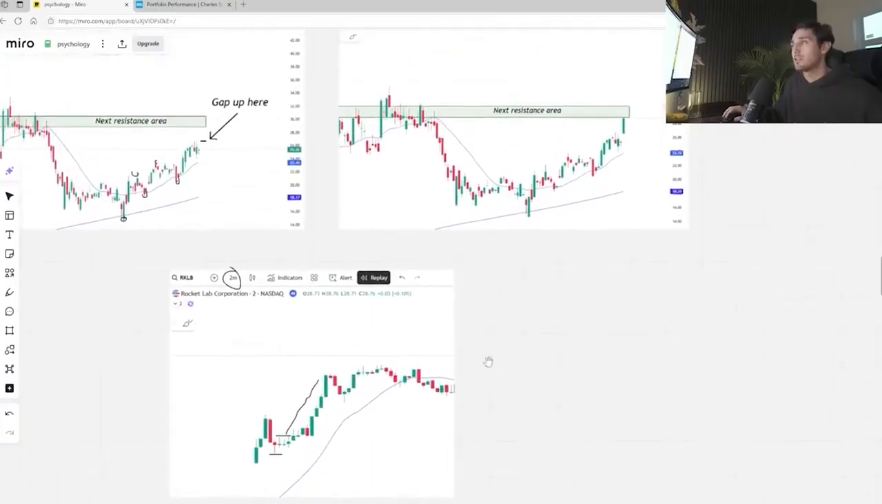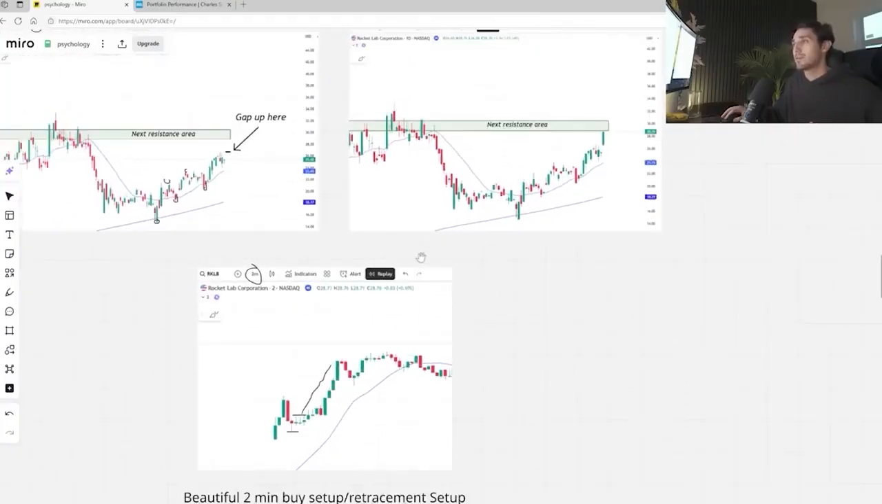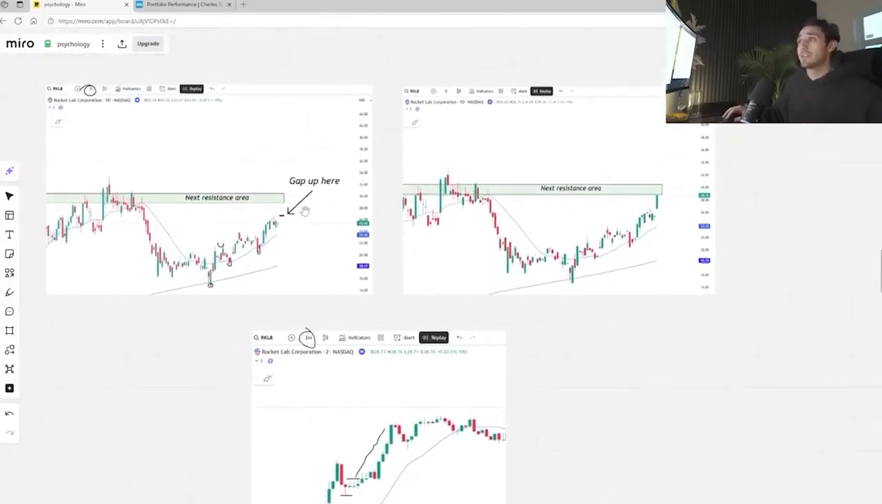I don't want this video to be too long. I want this to be a rapid fire video for you to learn from, but hopefully this makes sense. We start off looking at the daily chart. We identify the gap, identify what the next resistance area is. It was a gap up above resistance, love it.